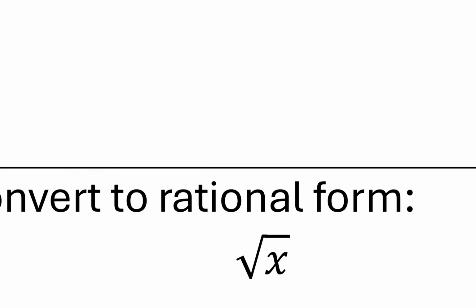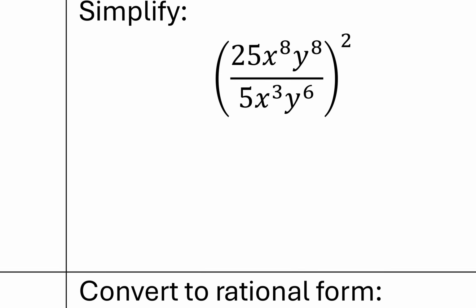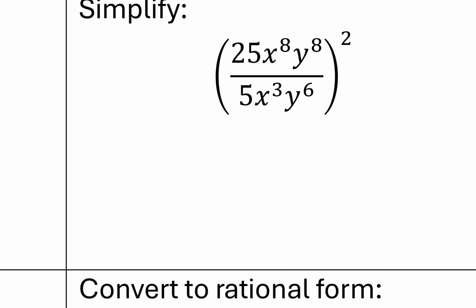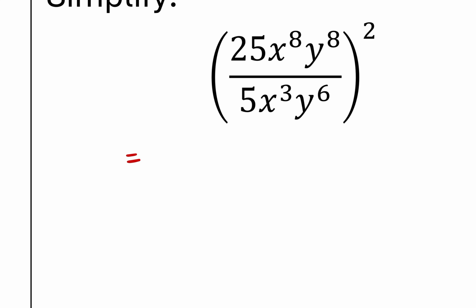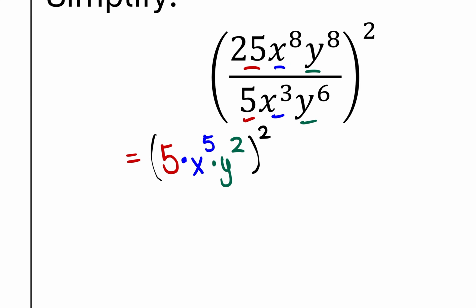Okay, moving on. For the next one, again, we begin by dividing the coefficients first. So we have 25 divided by 5. That's going to go ahead and give us 5. We have for the x's times x to the 5th power. For the y's, we have 8 minus 6. That's going to give us y to the 2nd. And then all of this wrapped in parentheses to the second power, which is going to give us what? 5 to the 2nd times x to the 10th times y to the 10th.